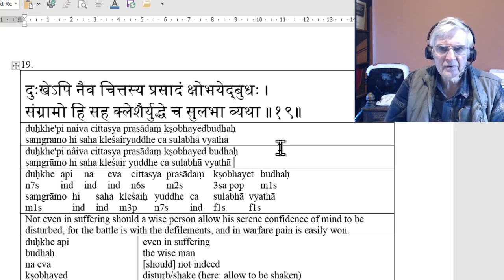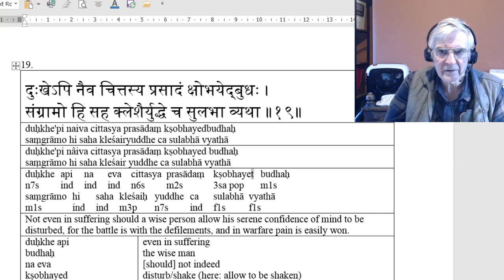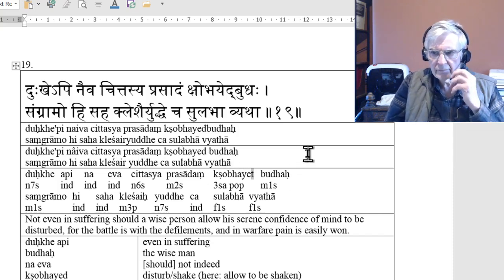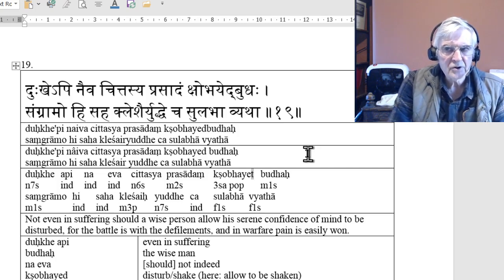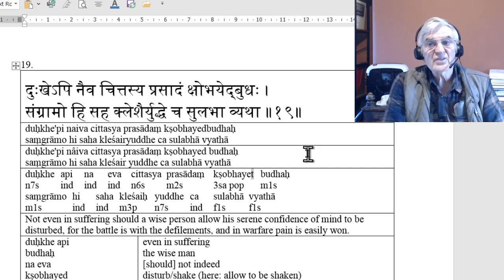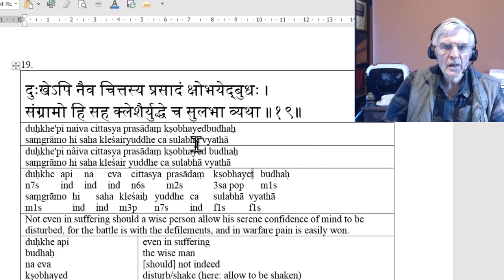And the t of kshobhayet, on its own, where I'm highlighting here in the analyzer, kshobhayet becomes, of course, kshobhayed by sandhi with the following ba. So prasadam, na kshobhayet prasadam. He should not allow the prasada to be disturbed. Prasada, I'll come to in a moment.